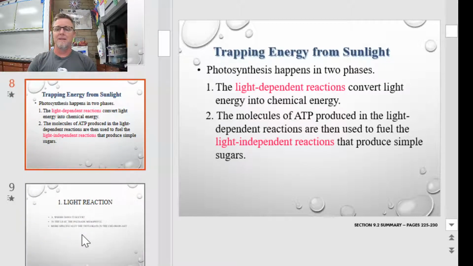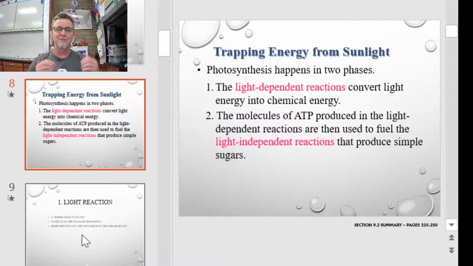So in terms of the process, if we go deep, the light dependent and light independent reactions are the first two things we want to dig deep with. So the light dependent reactions are the reactions that convert light energy into chemical energy. Now there's a lot of chemistry that goes on there, so I'm just going to tell you, you kind of have to take my word for it.